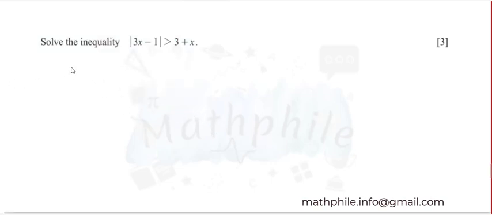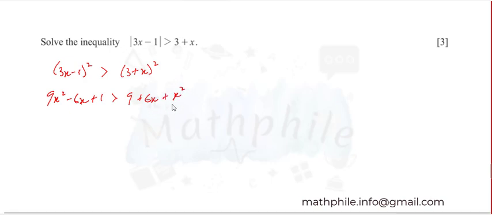So squaring both sides of this is going to give you 3x minus 1 all squared is greater than 3 plus x all squared. If you square this one, that should give you 9x squared. Take your time and square it. 3 times negative 1 is negative 3 times 2 is negative 6x, and negative 1 squared is a positive 1. This is greater than 3 squared is 9, 3 times x is 3x times 2 is 6x, then x squared is x squared. Move everything to one side of the equation, move the x squared to the other side of the equation, that becomes negative x squared. So 9x squared minus x squared should give you 8x squared.